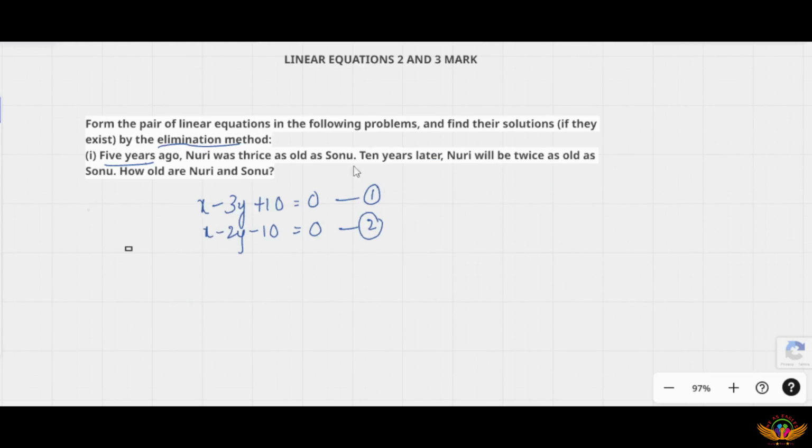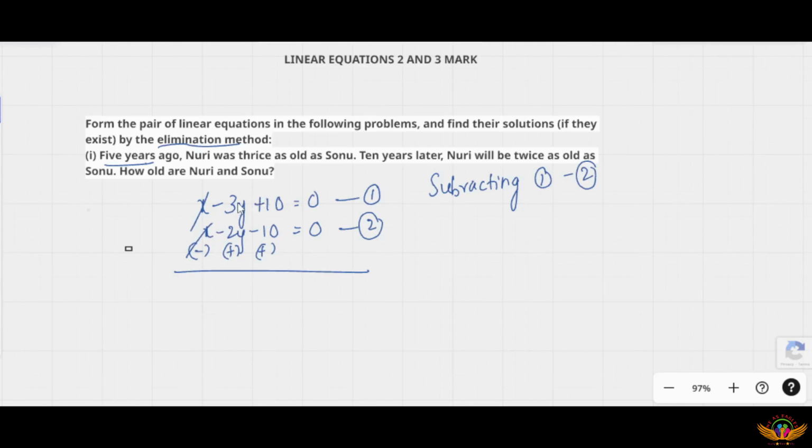Here are my two equations. x minus 3y plus 10 equal to 0. x minus 2y minus 10 equal to 0. First check which one you can cancel or subtract. See, here we have both the terms the same, x and x. We can easily subtract them. So I'm subtracting. Here you have to mention whether you're adding or subtracting. I'm subtracting equation number 1 minus equation number 2. So when you do subtraction, you have to change the symbols. This is a very important step.